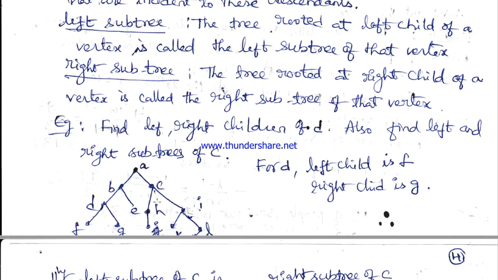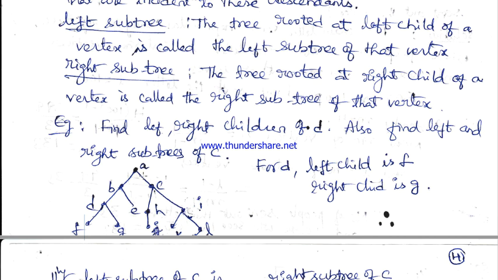An example is shown here. Here A is the root vertex. Corresponding to the root vertex A, the tree starting at B, so considering B as the new root vertex along with its children. After B we have D, E, the children of B. The children of D are F and G. So whatever I am highlighting here, with B as the root vertex, including the vertices B, D, E, F, G, is known as the left subtree corresponding to the root vertex A.